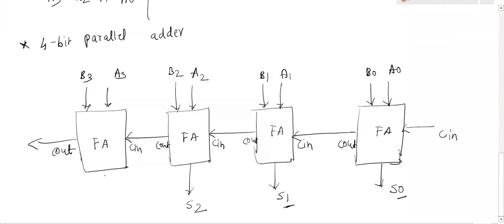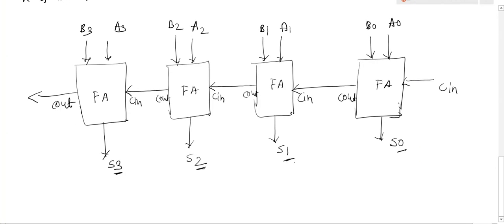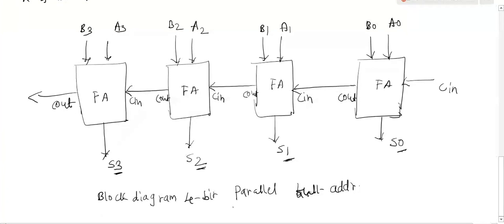After performing addition, the full adder is generating the output as a sum and the carry. Now the S3 is the MSB of your sum, S2 is the next bit and so on. Now this is the 4-bit parallel adder. This is the block diagram. I hope all of you have cleared the concept of the 4-bit parallel full adder.